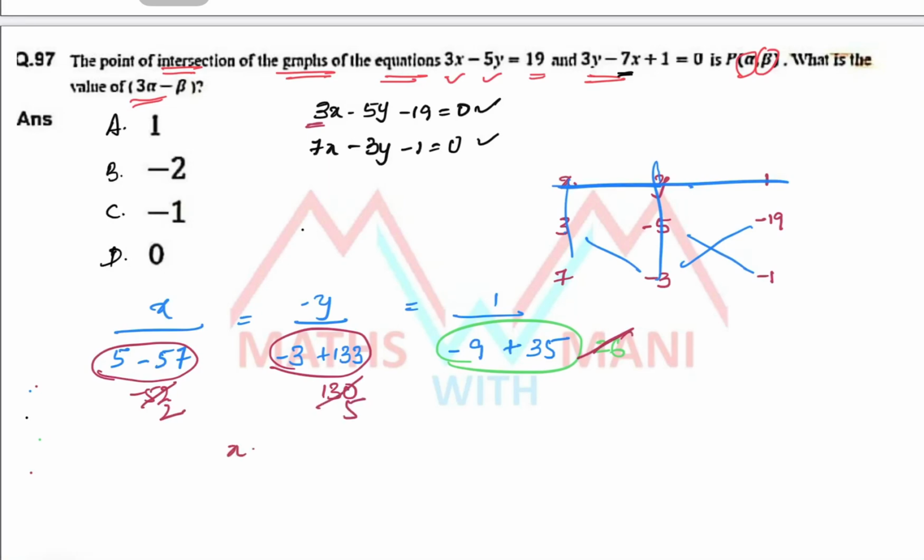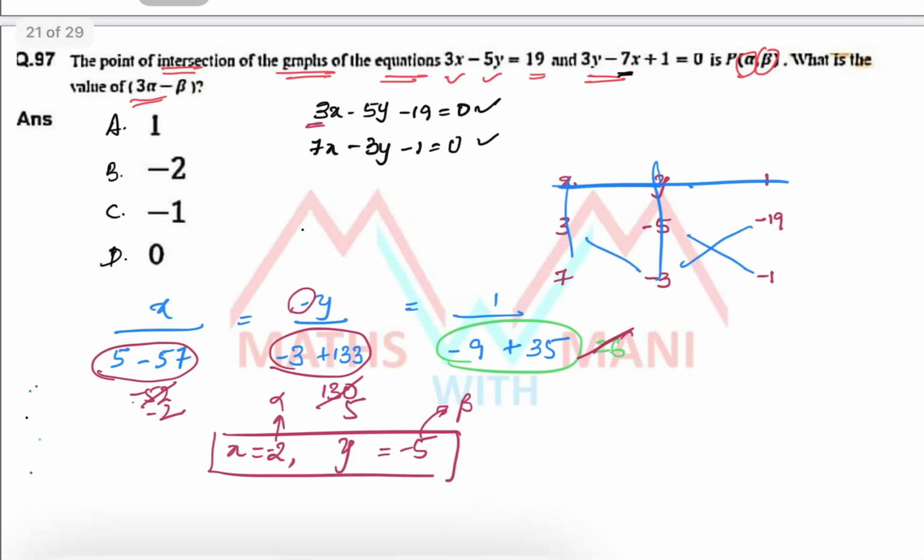So finally you can find out x equal to how much? 2. And what is the value of y? Here minus y is there, so y equal to minus 5. x is equal to minus 2 because minus 52. Yes, minus 2. Okay. x is minus 2 and y is minus 5. Now you have to find out 3 alpha minus beta. This is alpha and this is beta, the point of intersection. So finally you can find out 3 alpha, 3 into minus 2, minus beta is minus 5. That is minus 6 plus 5. What is the value? Minus 1.